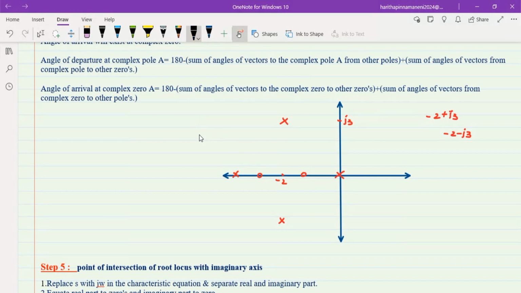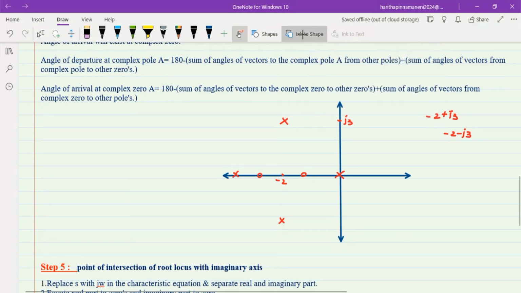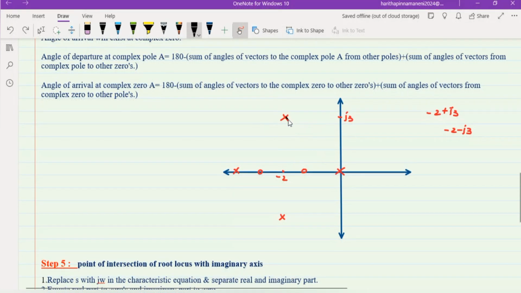So to find out the angle of departure, you have to draw the vectors to the complex pole from other poles. So I am finding the angle of departure at this complex pole. Now draw the vector from other poles to this complex pole. This is one pole. From this pole I am drawing the vector to this. This is one vector drawn to the complex pole from this pole. Now what are the remaining poles? We have another pole here. So draw a vector from this pole to the complex pole. Next, from this pole also you have to draw one vector.